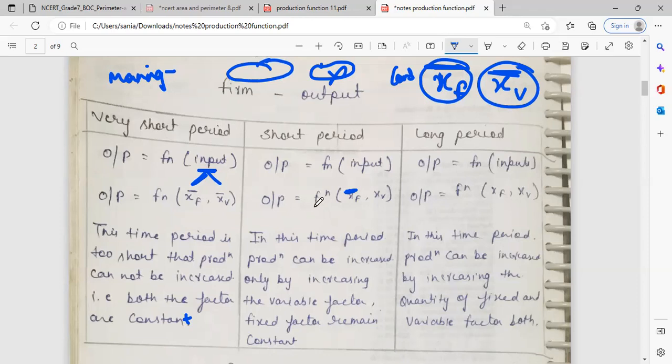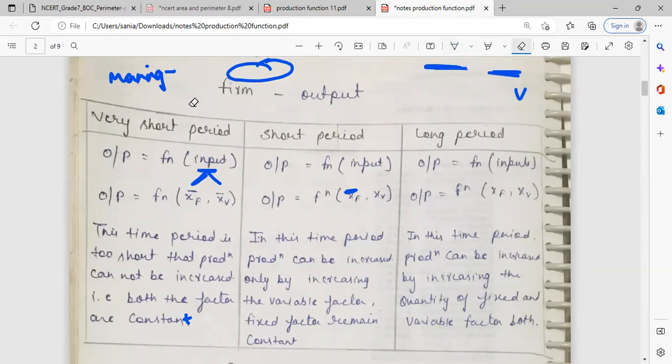It can be a very short and a long period. So what you have to remember is that in a very short period you cannot increase production because both these factors you cannot change. But in a short period you can increase production, only because of the variable factor and not because of the fixed factor. But in a long period you can change the production with the help of both the factors, variable as well as the fixed factor. Clear? Okay, I hope everyone got it.